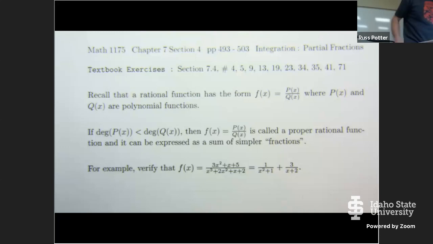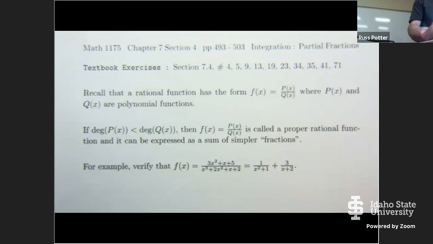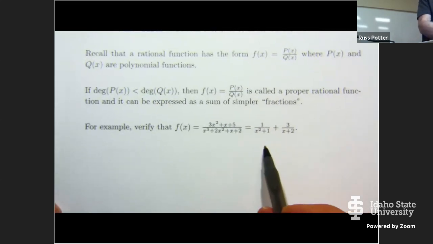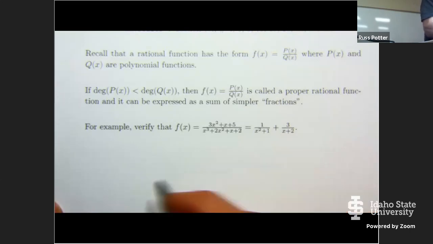So for this rational function, f of x equals 3x squared plus x plus 5 divided by x to the third plus 2x squared plus x plus 2, let's verify that this rational function is equal to the sum of these two simpler rational functions. The way that we can do that is we can just do what we do in regular ordinary arithmetic. We need a common denominator.